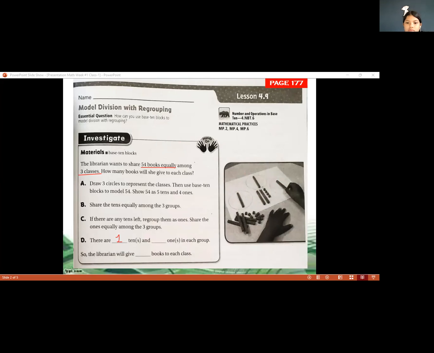So we're going to start sharing one by one. Remember that these are 10, so we're sharing. 1, 1. So we have 10. In this one, we have 10. 10 that we need to regroup as ones. So we share 1 and 1.